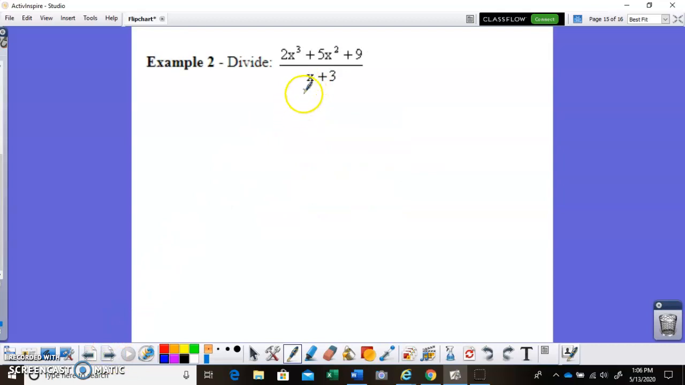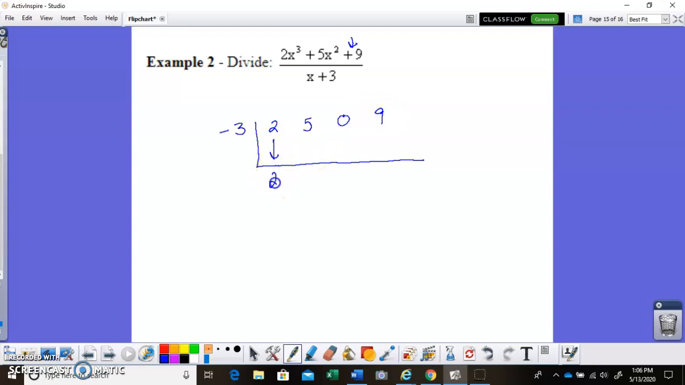So let's try again. So what would make the denominator 0? I see that as negative 3. Draw my box. And this time, remember, we have to fill in. We're missing a 1st power term, right? So we're going to put a 2, a 5, that's the squared term, and then the 1st power term is going to be 0, and then the 0 power term is 9.